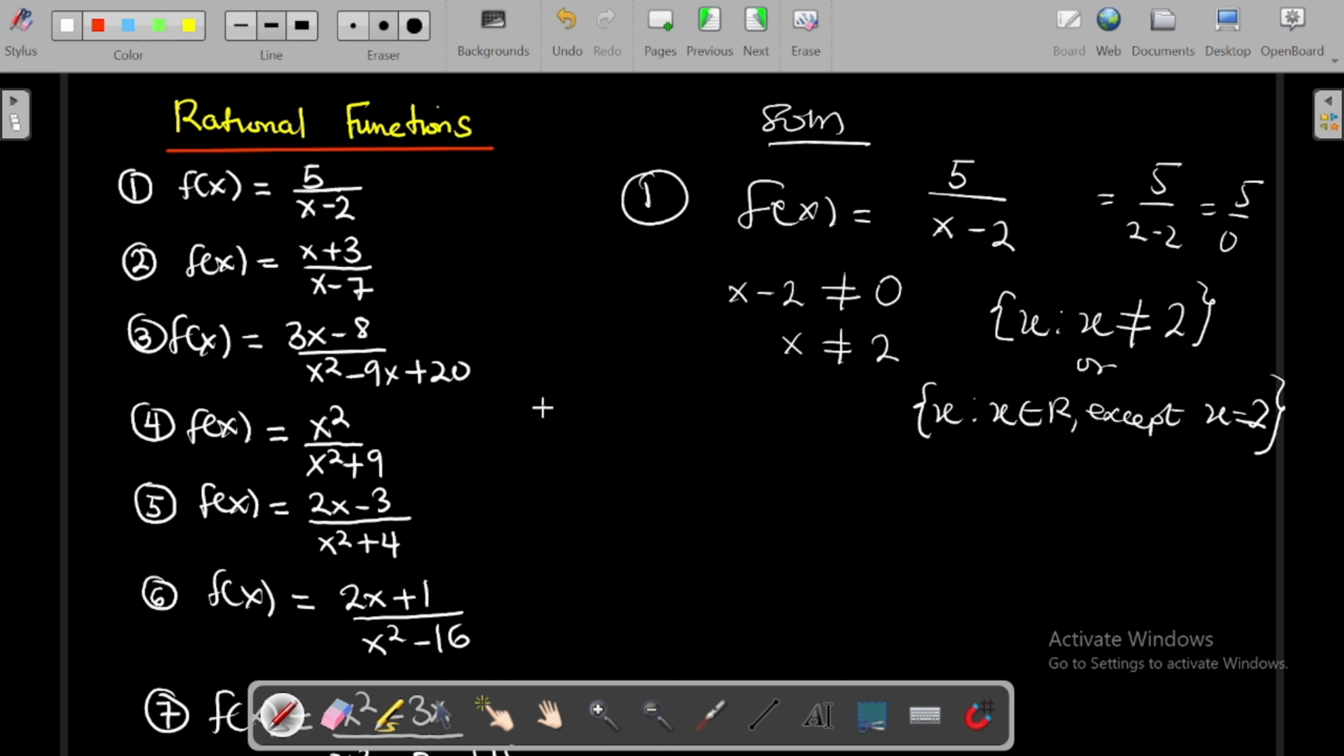To represent this on the number line, you have your negative infinity to positive infinity, and then you have your 2 in the middle. We are saying that it should not be equal to 2, so you can have an open circle, and since it should not be equal to 2, it can range from any number to negative infinity or any number to positive infinity. So the domain of the function can be written in interval notation this way.